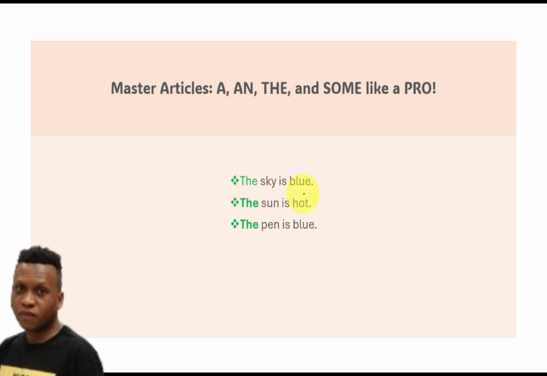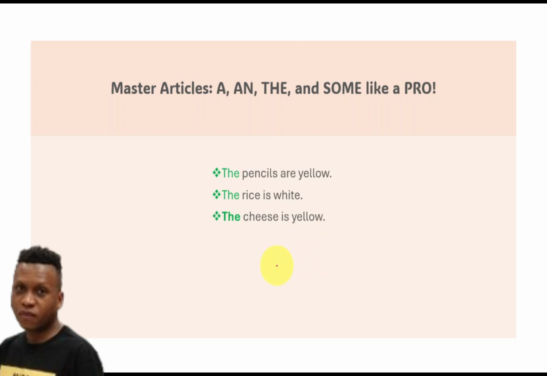The sky is blue. The sun is hot. The pen is blue. Again, the sky is blue. The sun is hot. The pen is blue. Okay? The pencils are yellow. The rice is white. The cheese is yellow. Again, the pencils are yellow. The rice is white. The cheese is yellow. Okay?